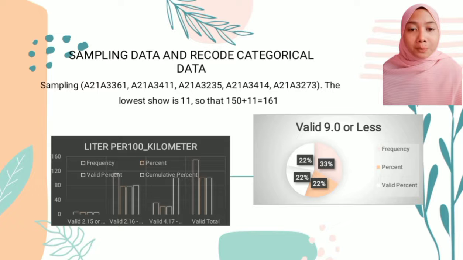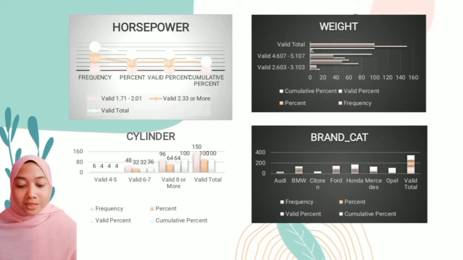For graph 1, the lowest percent of liter per 100 for fuel consumption is 4.0%. For medium height, percent is 20%, and the highest percent shows 75.30%. For graph 2, it shows 100%. It can be said the travel distance in kilometer per liter is highest because the frequency is 150, valid percent 100, and cumulative percent also 100. For graph 3, the highest frequency of horsepower for vehicle is 140, which is 93.3%, followed by the lowest, 6.79%, because there are 10 frequency of horsepower for vehicle.